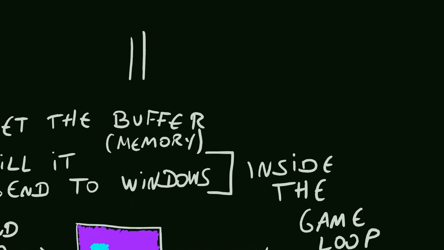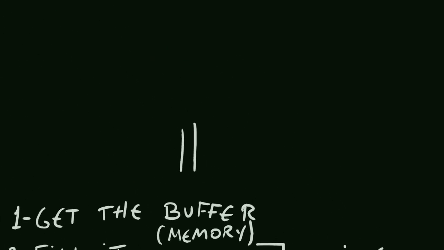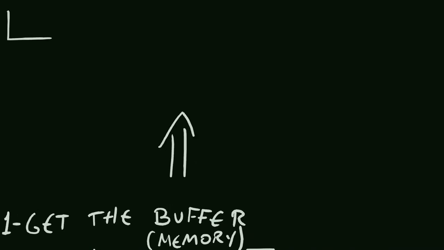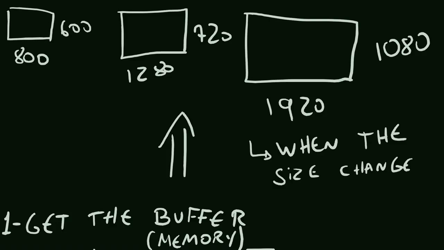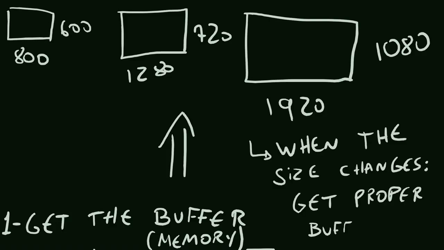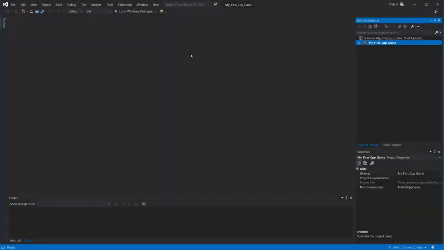So how are we going to get the buffer? To get that piece of memory, we first need to know what size our window is. Since the player may change the size, for instance making it full screen or windowed, or having a different display size, we'll have to do this every time the size of the window changes. If you remember from last tutorial, we can process the window messages inside the window callback function we created. So let's go there.